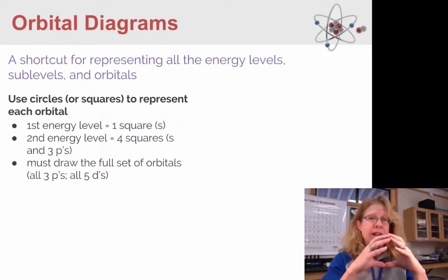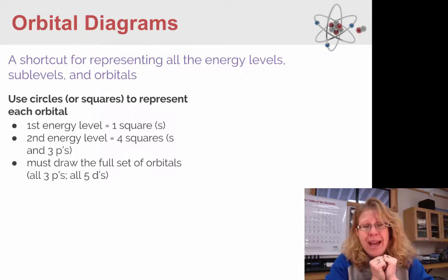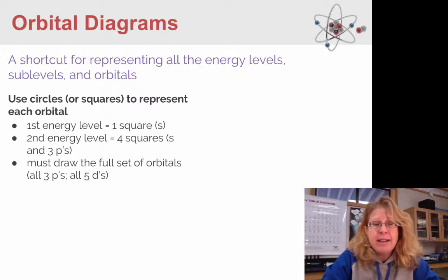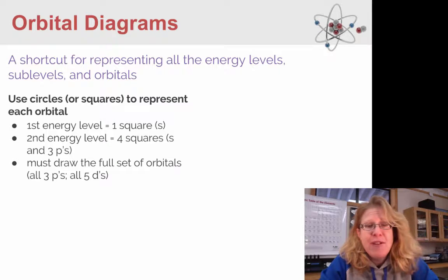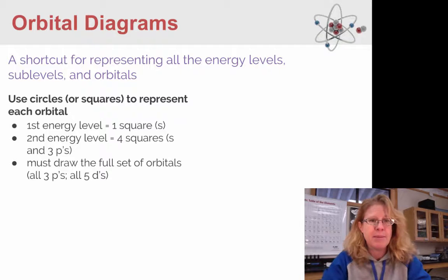So an S sublevel has 1 orbital, so it's 1 circle. A P sublevel had 3 different orbitals to it, so you had to draw the full set of 3 circles. And a D sublevel had a full set of 5 orbitals, so you had to draw all 5 circles at the same time.